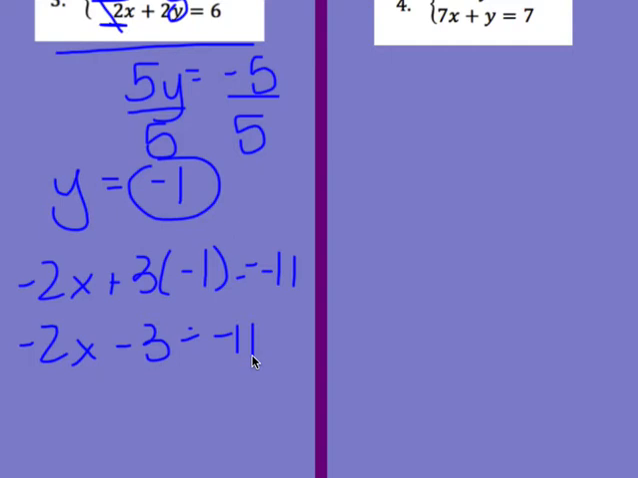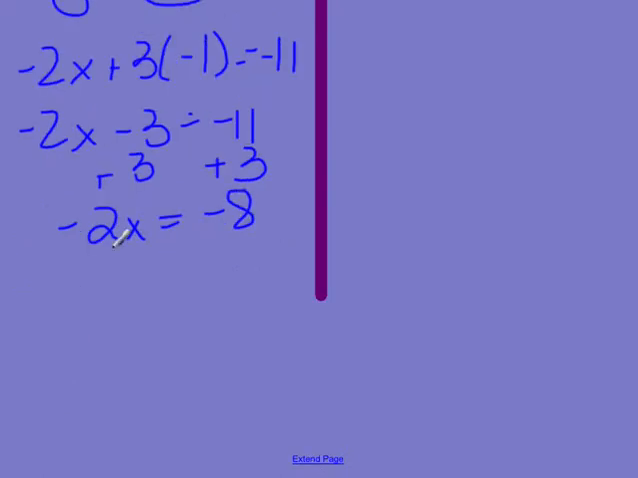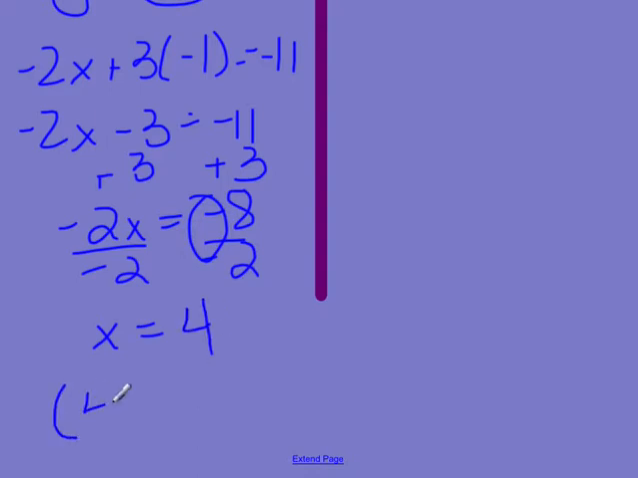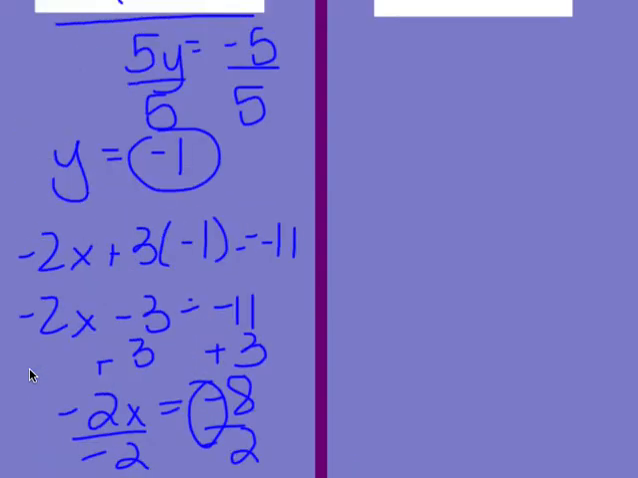So now I want to solve this for x. The first thing I'm going to do is add 3 to both sides. So then I get negative 2x is equal to a negative 8. Now I'm going to divide both sides by -2. Well, when you divide a negative by a negative, it's going to become positive. So I get that x is equal to a +4. So x is equal to a +4 and y is equal to a -1. So I have the point 4, -1.